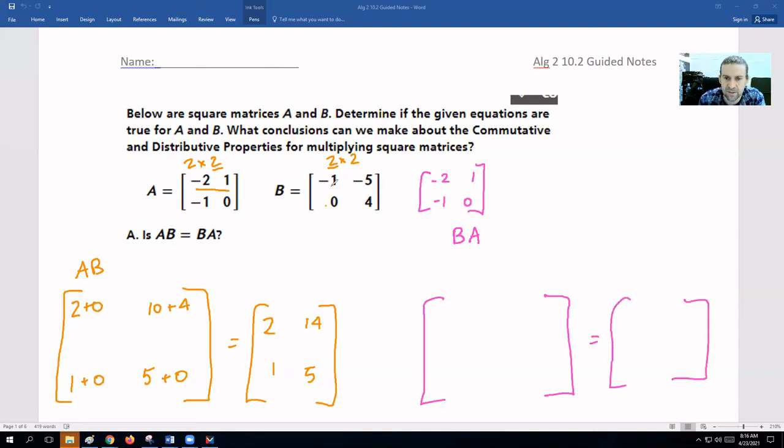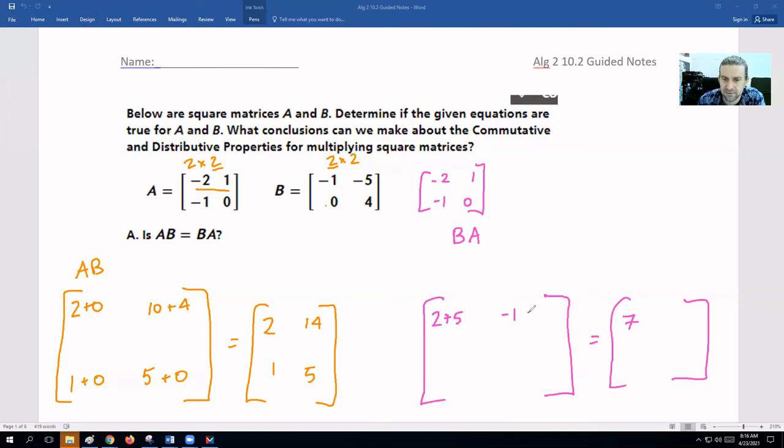All right, B times A, we got to do -1 times -2, which is 2. And then -5 times -1, that would be 5. And so 2 plus 5, that's 7, first number. All right, next, -1 times 1 is -1.